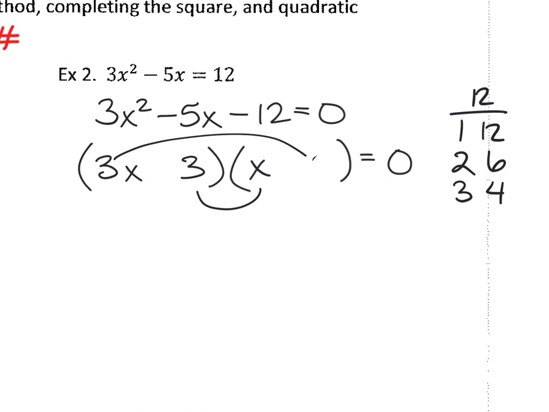So we try 3 and 4. That would be 12 and 3. Still not negative 5. But we could try, as a last resort, 4 and 3. That would be 9x and 4x. Is there a way to make negative 5 out of that? Yeah, negative 9. So that means this is negative and this one's positive.